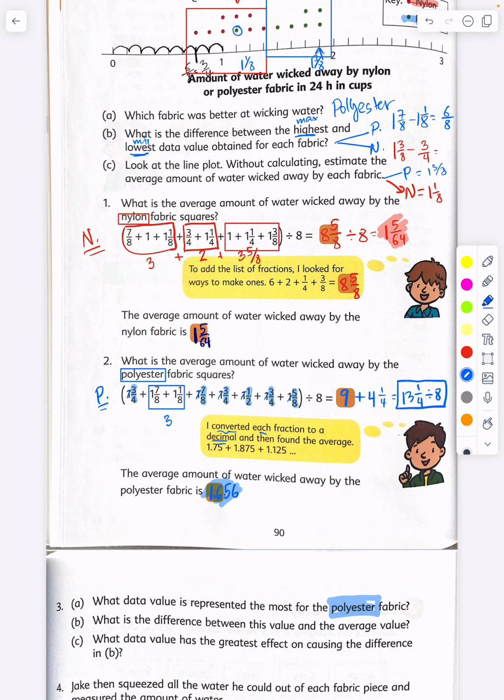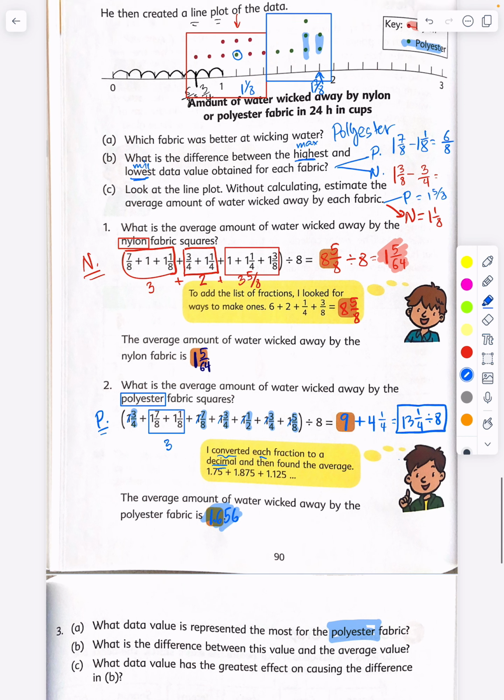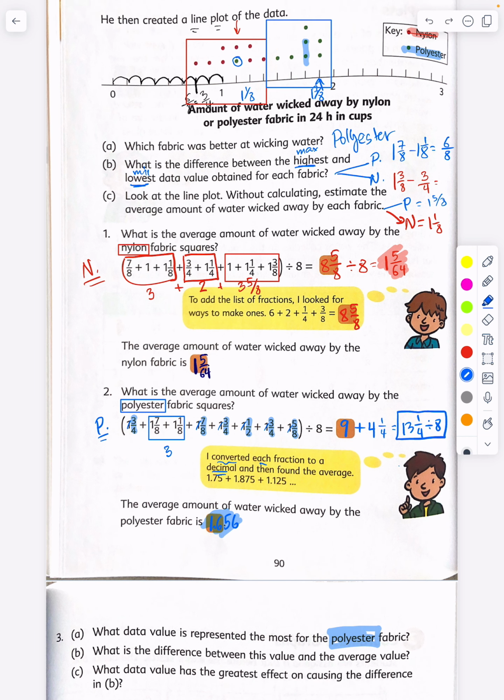What data is represented the most? I hope you see this, right? It's right here. It's right here. This, the most, oh no, so sorry, there's one more. Right here, right here. And that is 1 3/4, 1 3/4 of a cup. That is the most frequent collection.